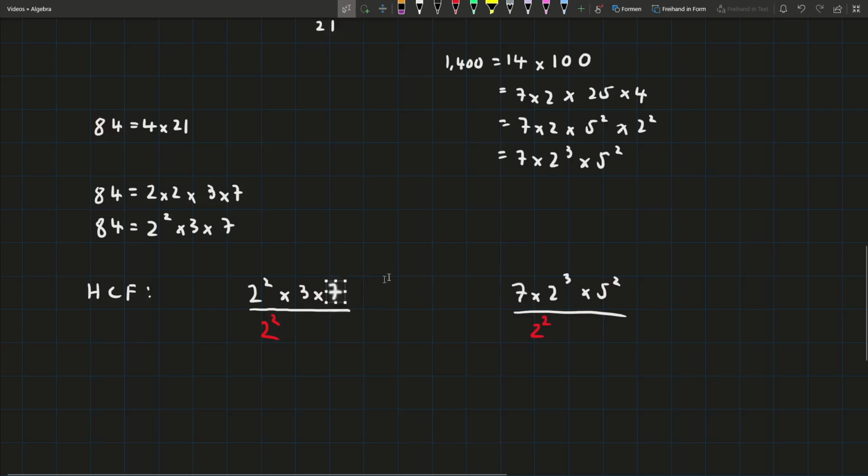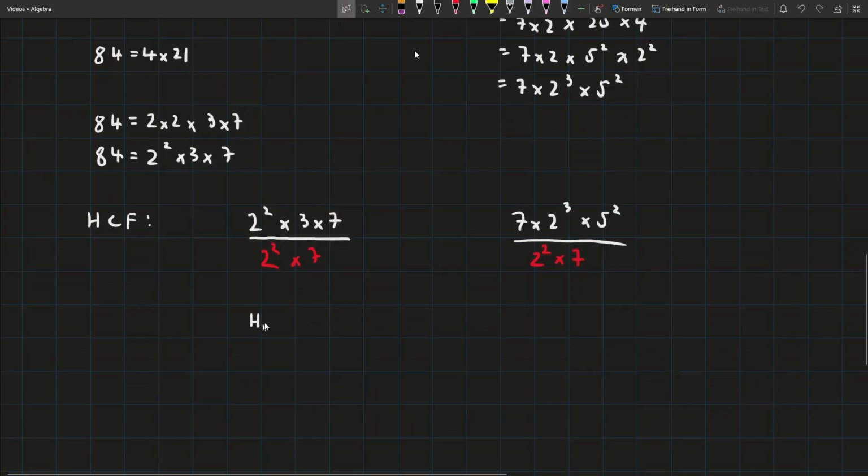This one has a 7, and this one has a 7, so we can get a 7 into both of them, and that'll divide evenly. Now, we can't do 5 or 3, because this one doesn't have a 3, so if we divide it by a 3, it's going to be a fraction, and this one doesn't have a 5. Therefore, our highest common factor is 2 squared times 7, which is 4 times 7, which is 28. And that's our highest common factor.